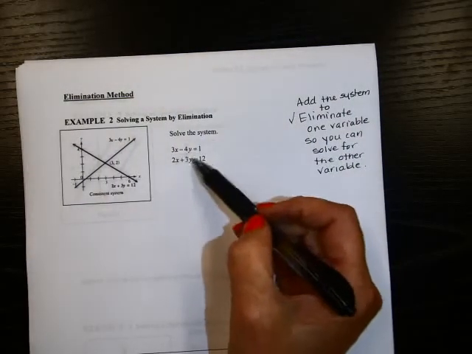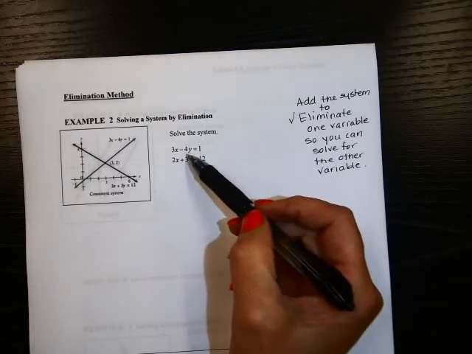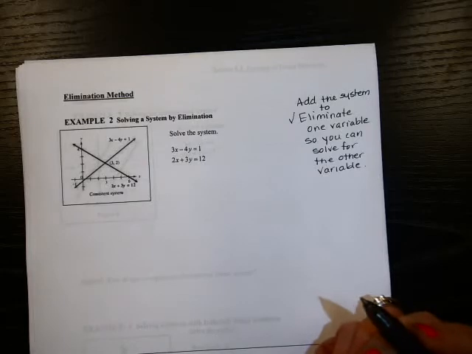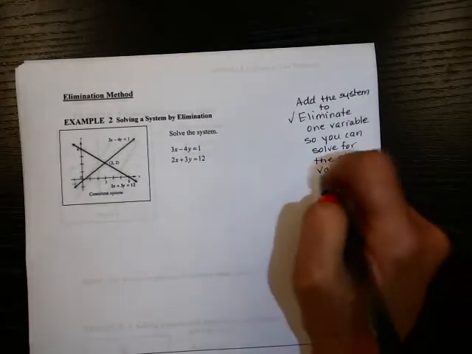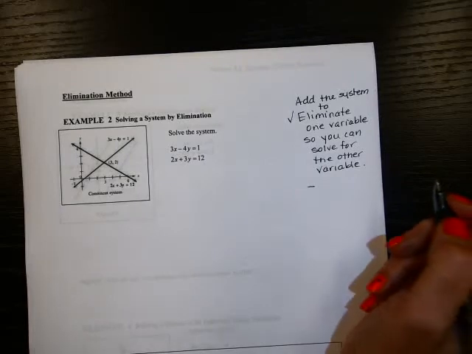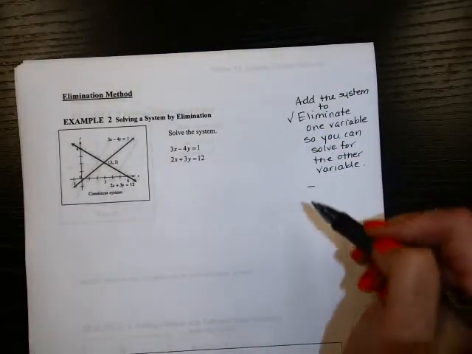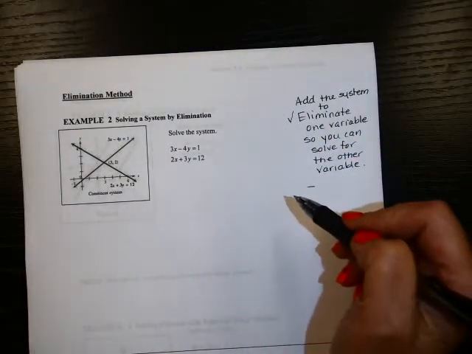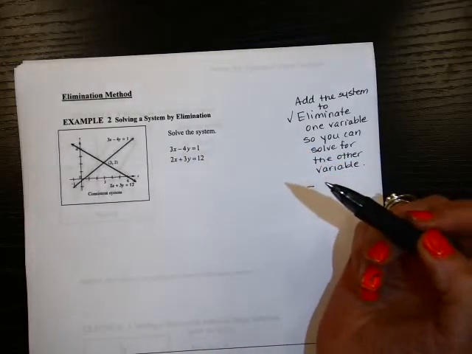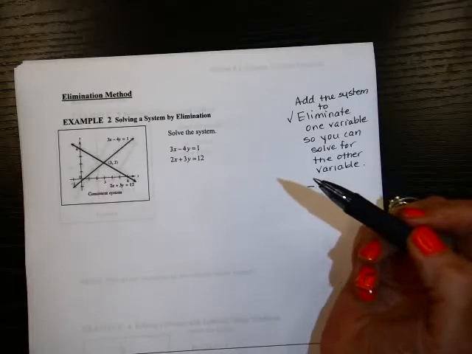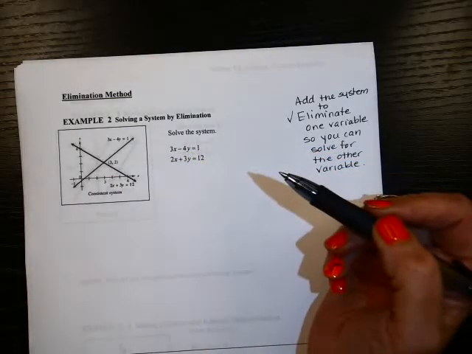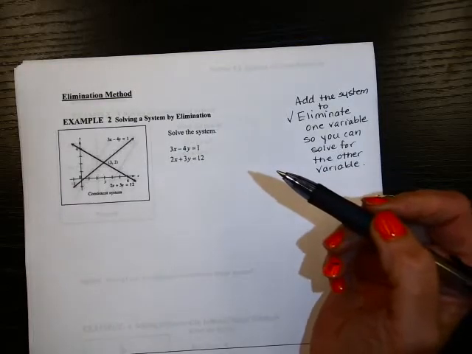Well, if I add them right now, 3 and 2 is 5, -4 and 3 is -1y. It doesn't get rid of either one of those variables. So to do that, what I want to do is determine what would be the least common multiple of either the 3 and the 2, so that I can get rid of the x, or what would be the least common multiple of the -4 and 3 so that I could get rid of the y.